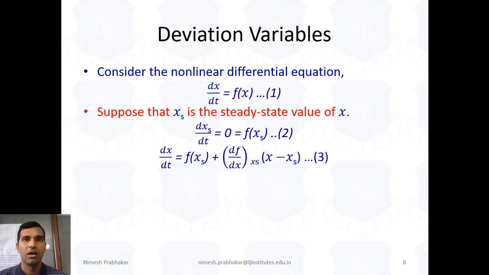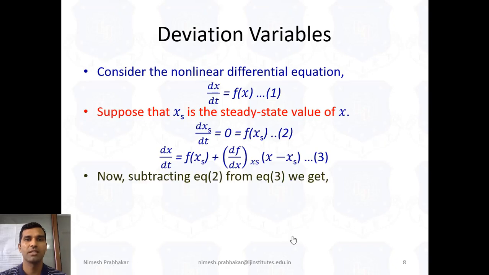Now by using the Taylor series expansion, we can write this equation in terms of dxs/dt = f(xs) + (df/dx at xs)(x - xs). Here we have expanded this equation with respect to the xs point, whereas earlier we expanded the system with respect to the x0 point. That's why we write this.